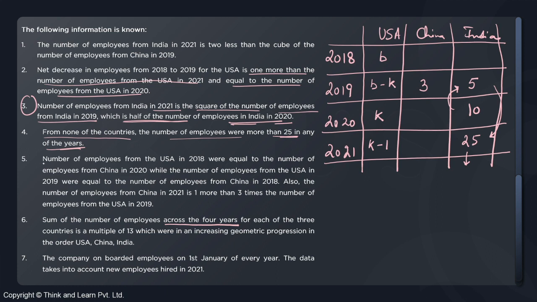What next? Number of employees from USA in 18, that is B, were equal to the number of employees from China in 2020, which we do not know currently.